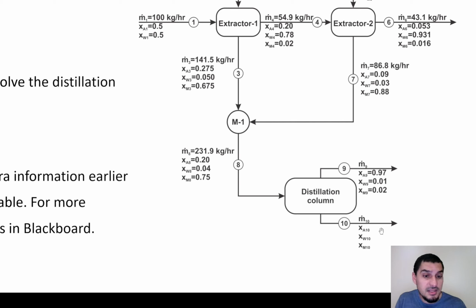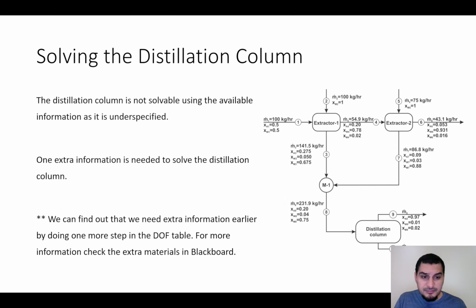So it's expected that A in the bottom product would be a very small percentage, can be 2 or 3%. If you assume 2, 3, or 4%, for example, this is a very reasonable assumption, and it will make the solution very straightforward. So this is all for this problem.